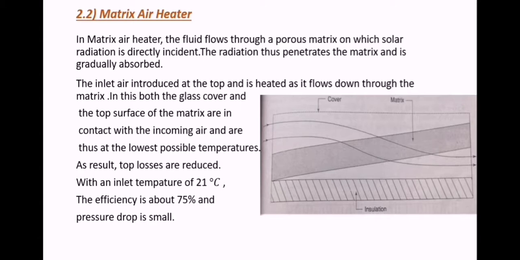The matrices used have been made by stacking wire screen meshes or slit and expanded metallic foils. Hammett and Beckman have studied the absorption characteristics and temperature profiles in matrices made by stacking copper wire screens. With an inlet air temperature of 21 degrees Celsius, it is estimated that an efficiency of 75% would be obtained with a matrix air heater, as opposed to a value of 58% obtained with a conventional solar air heater.